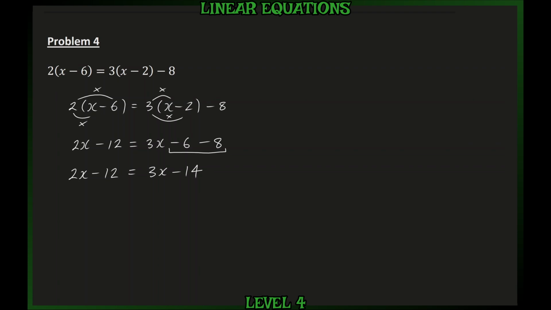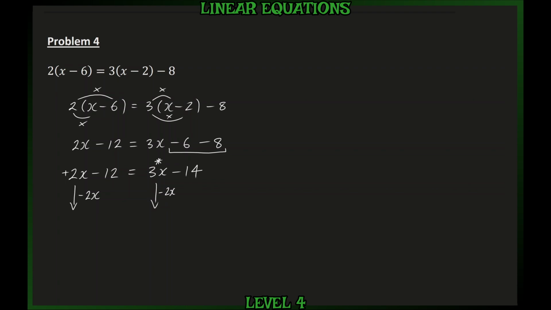Now since we have unknowns on both sides of the equation, we're going to keep them on the side where we start with the most, which is on the right. So we want to remove the 2x from the left hand side, and we can do this by subtracting 2x because that's the inverse of a plus 2x. We do the same on the right.